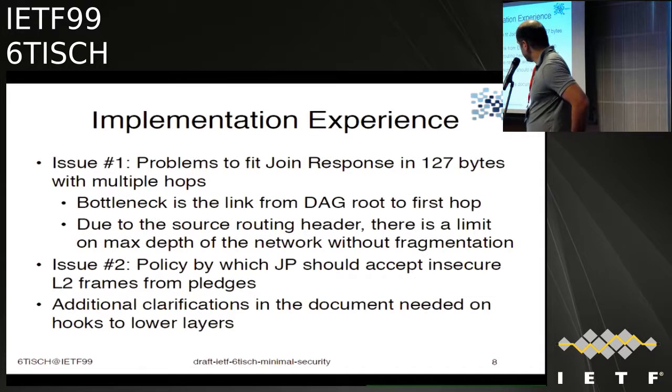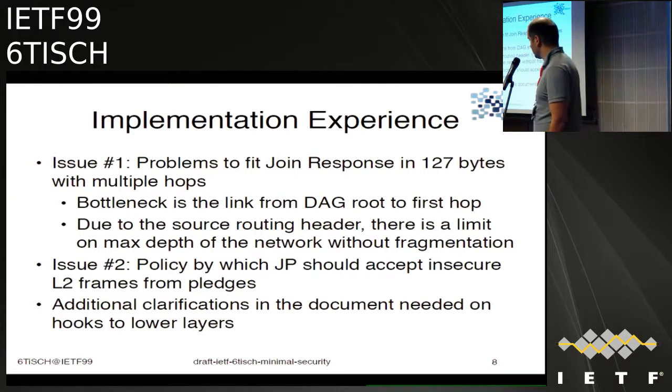So in terms of the implementation experience, I found a couple of issues when trying to implement this. The first issue was regarding the packet size, and the most critical was the join response that comes down from the DAG root to the first hop into the network because of the source routing header. With the join response payload, if we assume no fragmentation in the network, we are hitting the maximum limit of the network in terms of the depth that we can reach. So it's extremely important that we optimize this in order to build deep networks. My understanding is that WirelessHART for the moment goes up to 8 hops deep. I was able to test with 5 hops, with 6 hops, but with nodes from the same manufacturer, which compresses the source routing header quite efficiently.